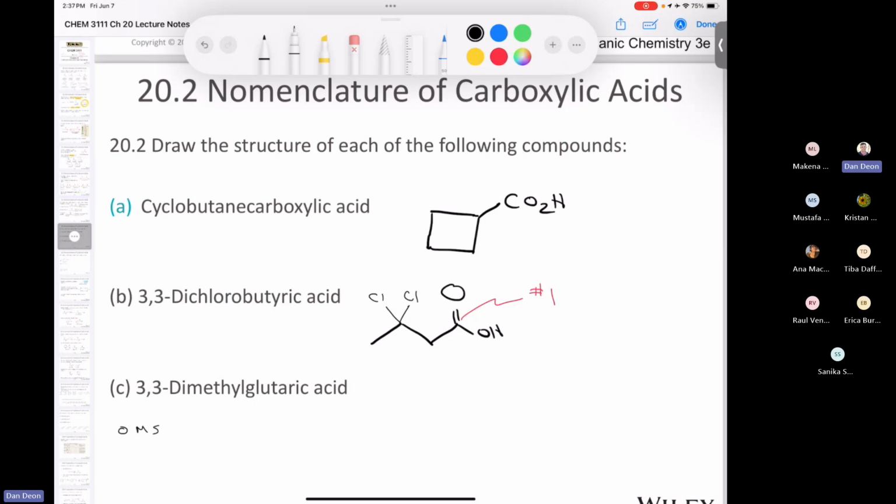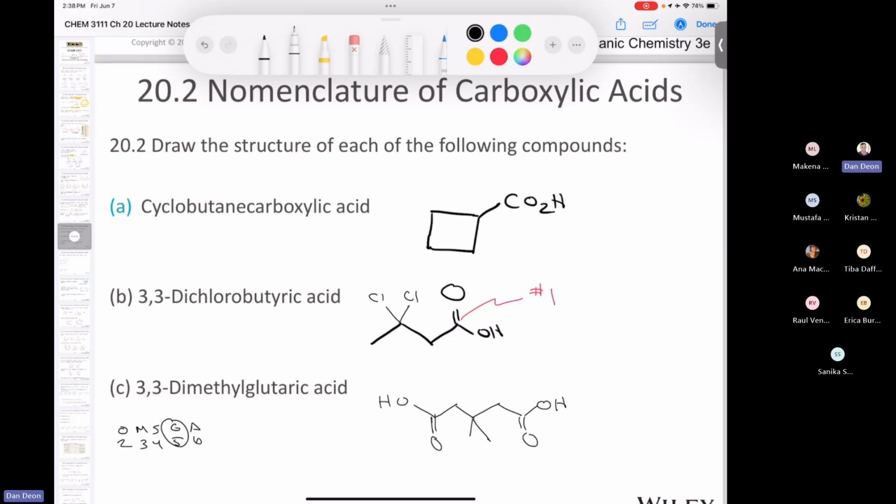So 2, 3, 4, 5, 6. So five carbons in glutaric acid. So we have 1, 2, 3, 4, 5. That's better. Like that. So there's my glutaric acid. And then I need 2 methyl groups at carbon number 3. Not my best artwork there on that carbonyl. Anyhow, you get the idea. Something like that. Give me a thumbs up if you're with me on naming these compounds. Any questions about those? No? Okay, nothing too earth-shattering in there.